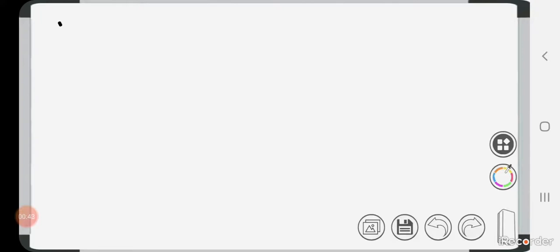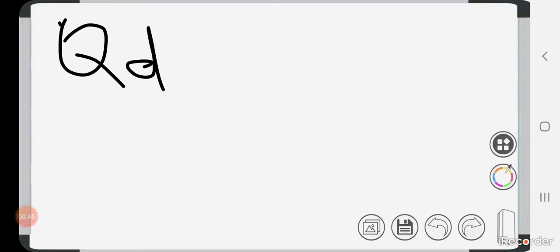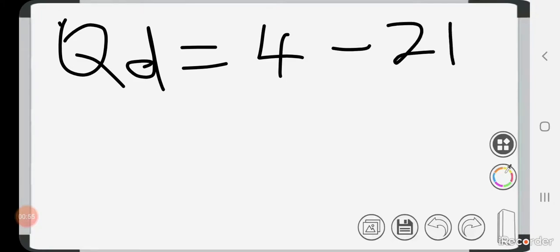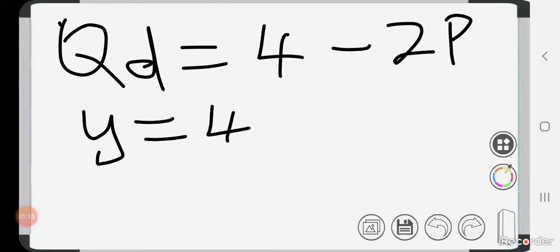Now let's say we had a function that said quantity demanded is equal to 4 minus 2p. This is our function. Now we need to do some analysis here. Most importantly, we need to be able to draw this thing. So where do we start? If you like, you can say this is the same as y equals 4 minus 2x.